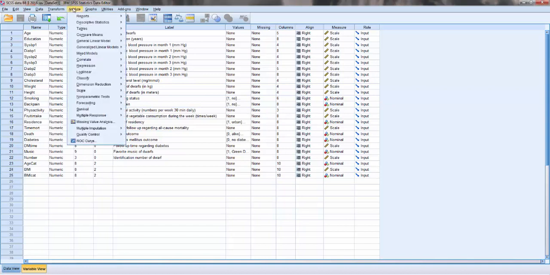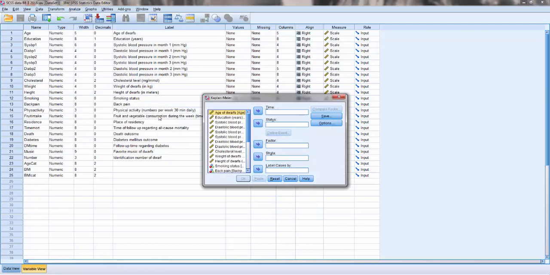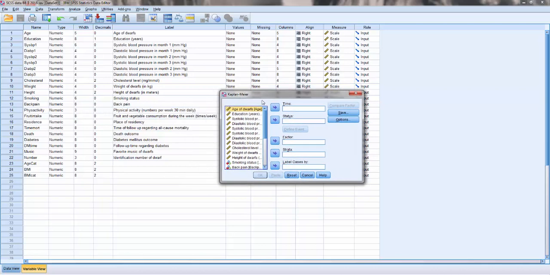We go to Analyze. If you scroll down, we have Survival. On Survival, a new window opens: Life Tables, Kaplan Meier, Cox regression, and Cox time-dependent covariates. For Kaplan Meier, as you probably already guessed, we click on Kaplan Meier. Once we click on it, a new window in SPSS opens where it asks us to define survival time, survival status, and the factor we'd like to use as a comparison.